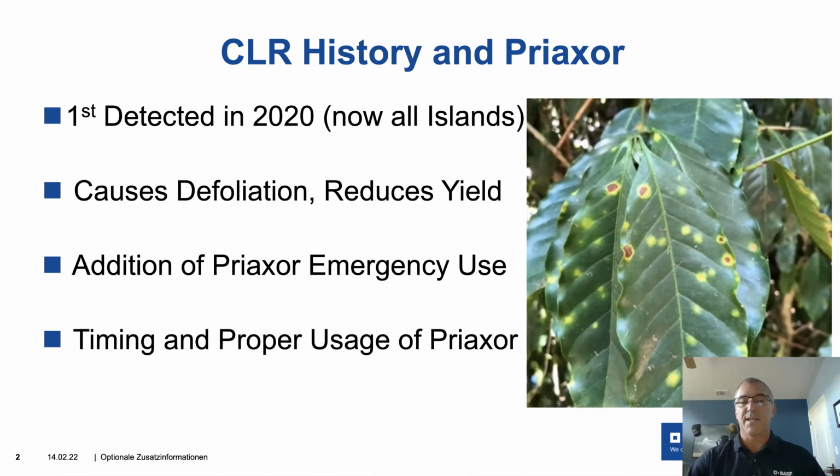We got the addition of the Section 18, which is an emergency use exemption by the EPA in May of last year. Actually, it expires May of this year, so keep that in mind. We're working to renew it, plus we're working to add it to the regular label. Very important though, timing and proper usage of Priaxor for this disease.